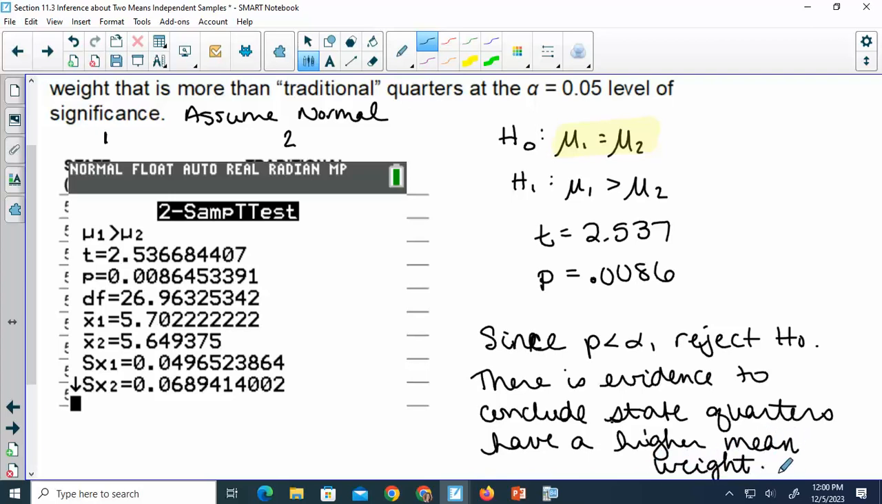So we have enough evidence to conclude the state quarters have a higher mean. I know I did a lot of work on that one, definitely more than you are required, just because I wanted to show you all the different options for figuring it out. But we got the same conclusion every way, whether we did it by hand, classical, p-value, or calculator. Any questions there?